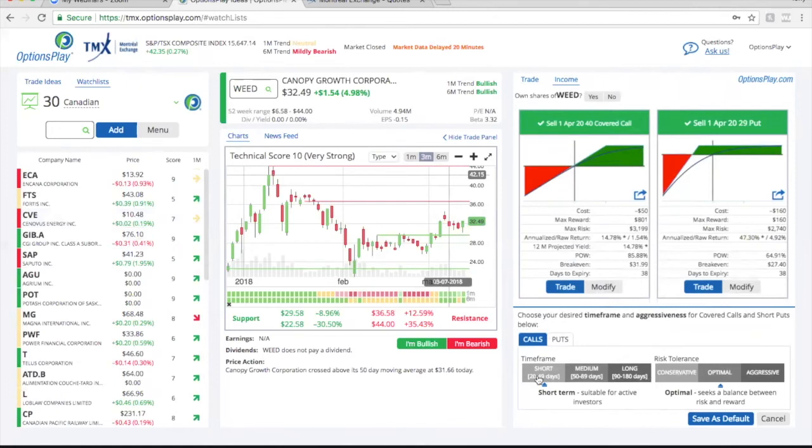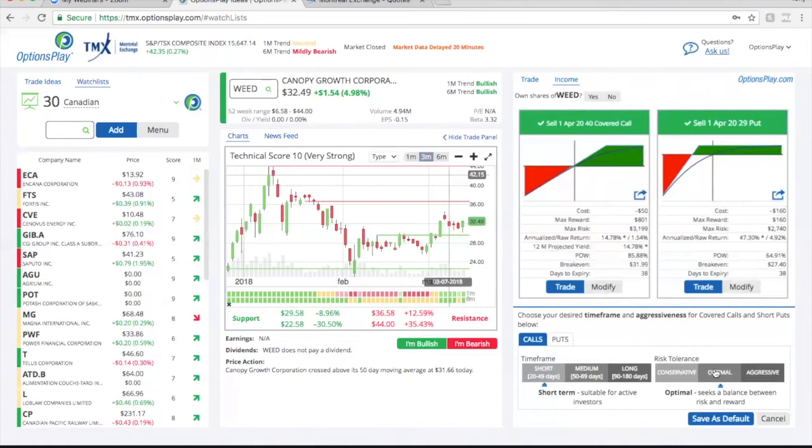The settings allow you to choose a time frame that suits your time period. Generally, if you're an active trader, you want to choose shorter expiration dates. If you're a long-term investor, you want to choose longer dated expiration dates. So you can choose what your preferred time frame is. You can also choose your risk tolerance. So you can choose aggressive, conservative, or optimal.